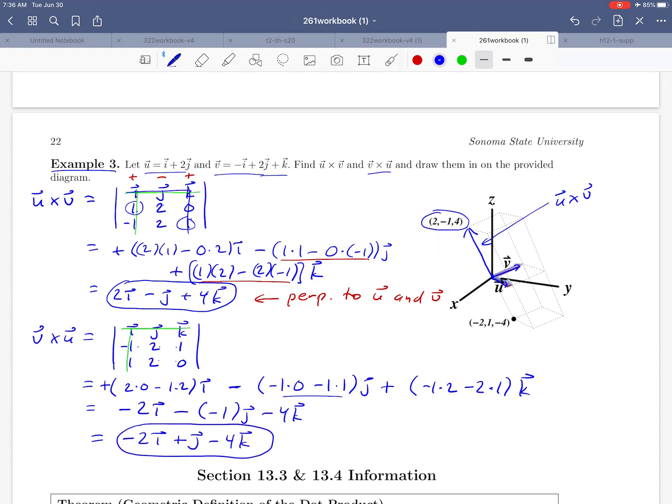There's v cross u. What's interesting about it is that it's the exact negative of what we got up here for u cross v. In our picture, that means v cross u would just point in the exact opposite direction, down there. It also has the same property of being perpendicular to both u and v, just in the opposite direction. So u cross v and v cross u are always just going to be negatives of each other.